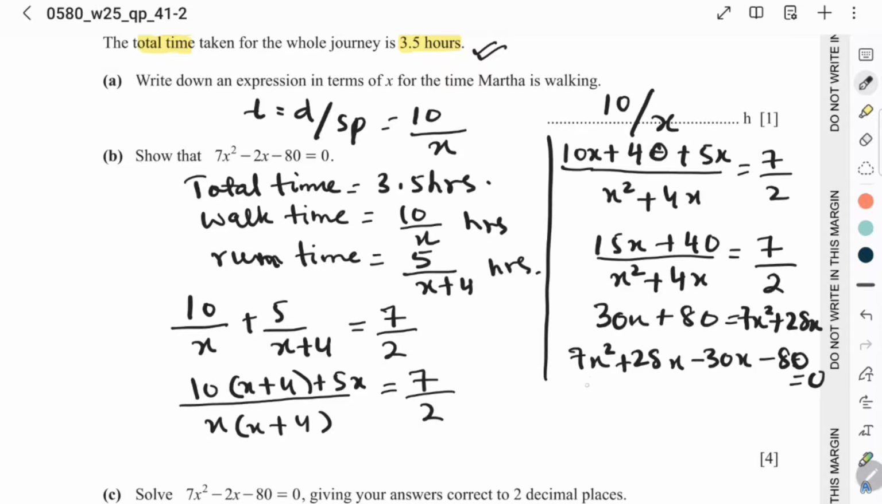Now what do you do? This is 7x squared, and plus 28 and minus 30 will become minus 2x, and then minus 80, equals 0. It is also given at the top to prove this equation, so that is shown, and it was a 4 marks question.